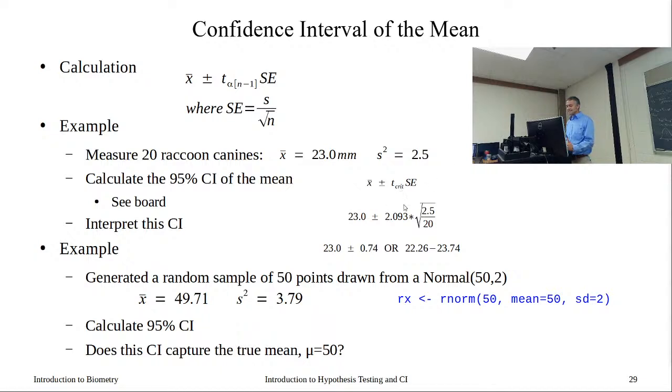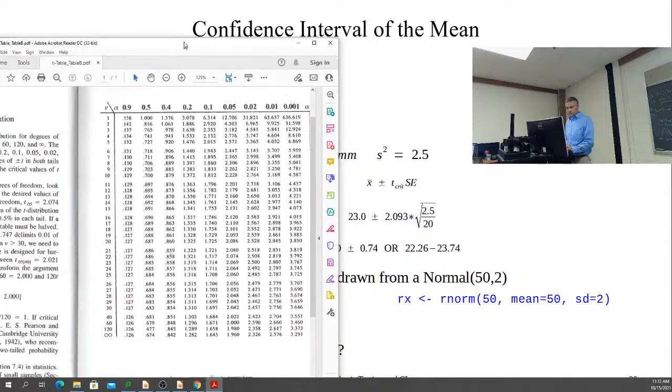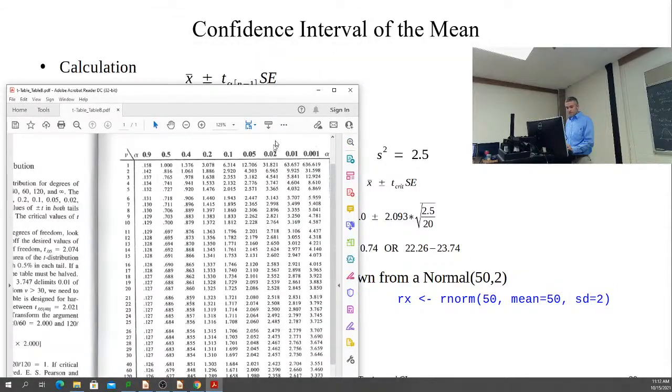We would have to go to our t-table to get our t-critical value. Let me open that up. That's not it. Which one did I put? I think I posted this one. Rotate it. There we go. So I believe we put this one up.